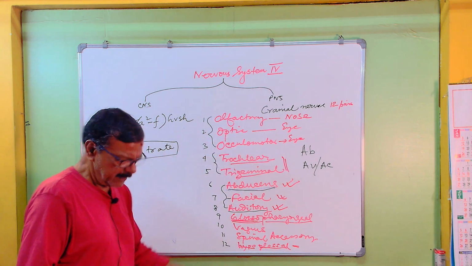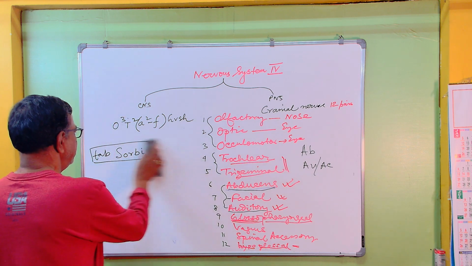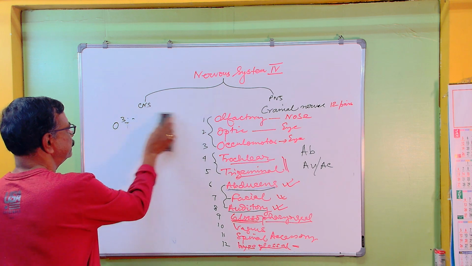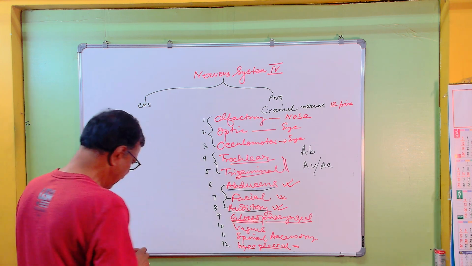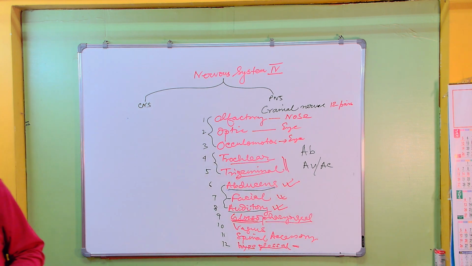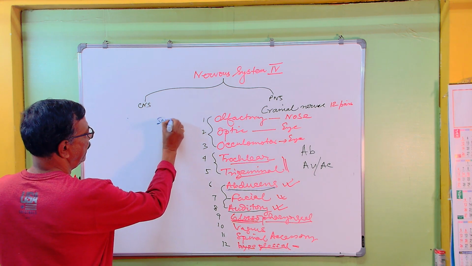So these are the cranial nerves. Sometimes they may ask you, what are the types of nerves? These two are sensory.